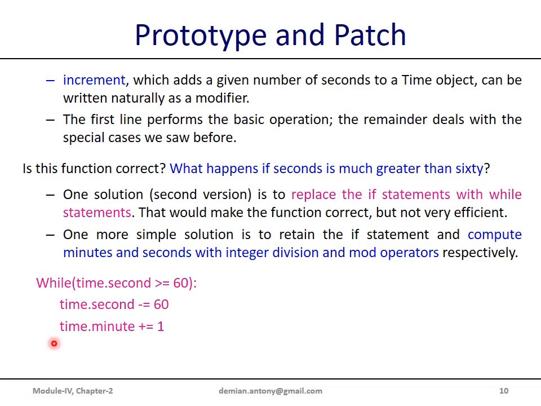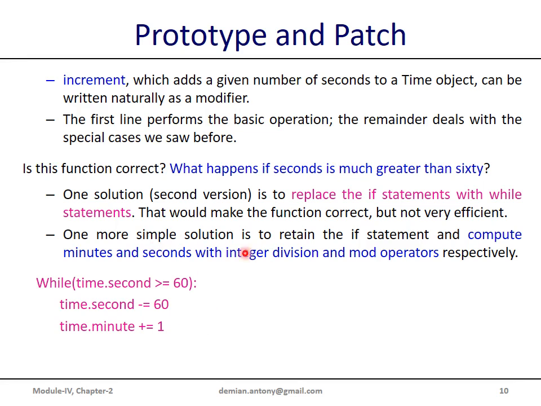So this is the loop function, you can see, for the seconds. Instead of if, we have replaced it with while. As long as time.second has a value greater than or equal to 60, we are going to subtract 60 from the seconds and we are going to increment the minutes. And similarly, we can write a function for the minutes. We can replace the if statement for the minutes also with while time.minute is greater than or equal to 60, time.minute minus equal to 60, and time.hour plus equal to 1. That's how we can modify that program segment.